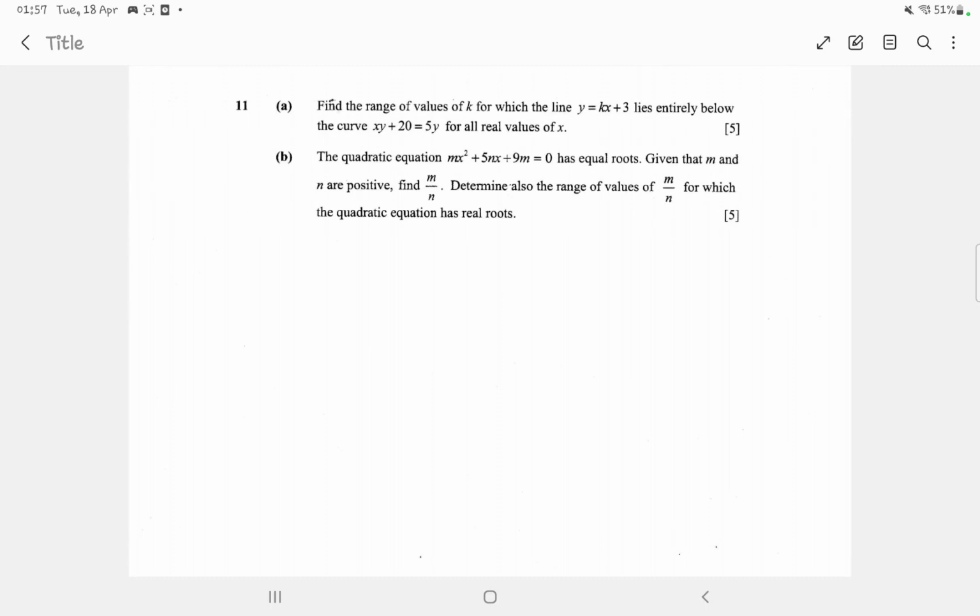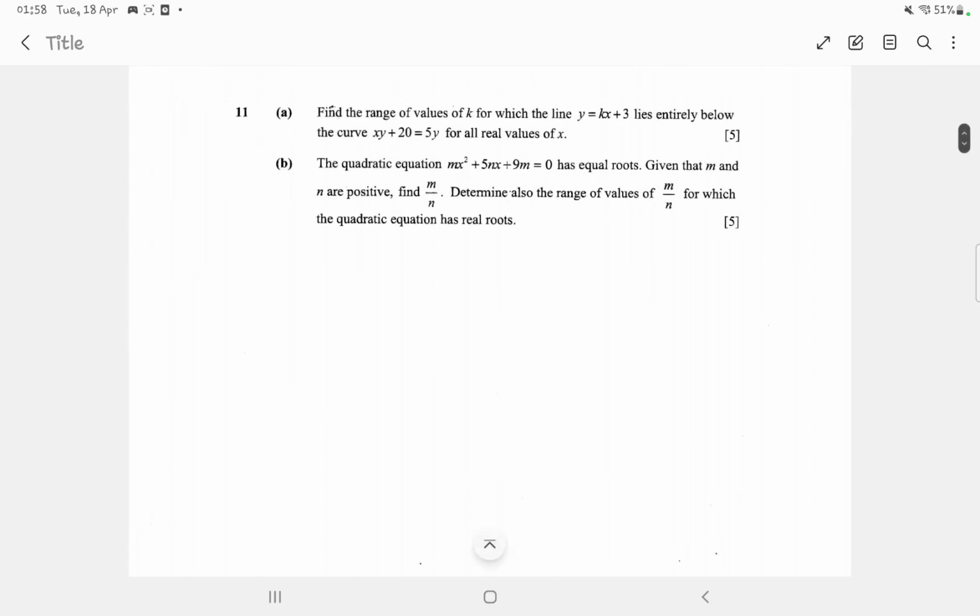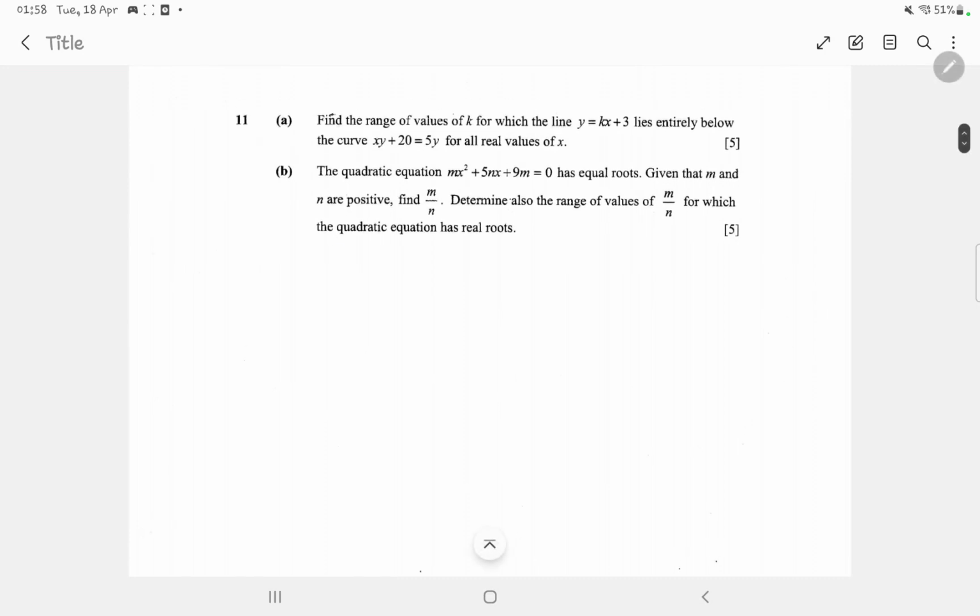So in this case, when the question tells you that the line y equals kx plus 3 lies entirely below the curve, it means that the line and curve both do not intersect one another. So if they do not intersect, then we have to use the discriminant b squared minus 4ac less than 0. But before we get to that, now let's do 11a.